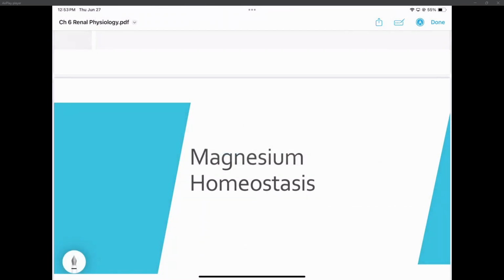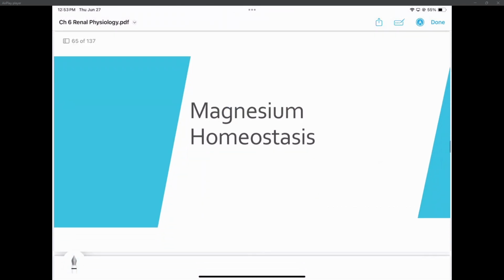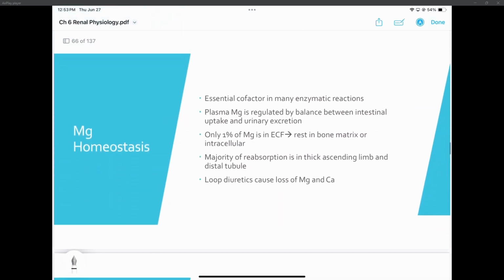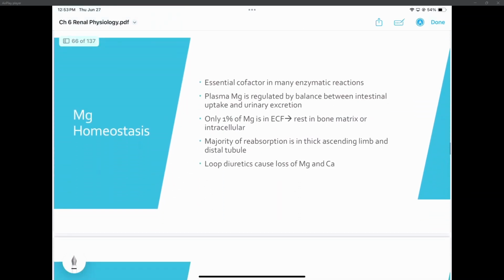Okay, so now we're going to move on to some electrolyte homeostasis. This is going to go real fast so we get to potassium. Magnesium is very, very important. It's a cofactor in a lot of our enzymatic reactions. Think of magnesium very similar to calcium. They're both 2+ ions. Usually they work together.